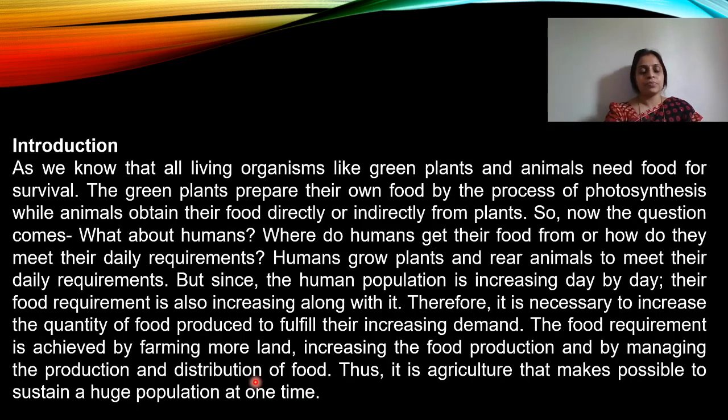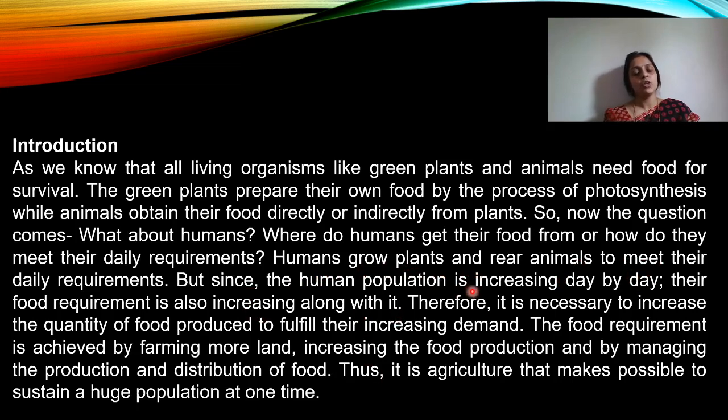Coming to the introduction. As we all know, all living organisms like green plants and animals need food for survival. Green plants prepare their own food by the process of photosynthesis, while animals obtain their food directly or indirectly from plants. So now the question comes, what about humans? Where do humans get their food from, and how will they meet their daily requirements? Humans grow plants and rear animals to meet their daily requirements.